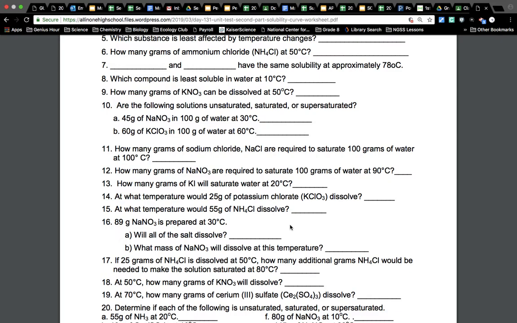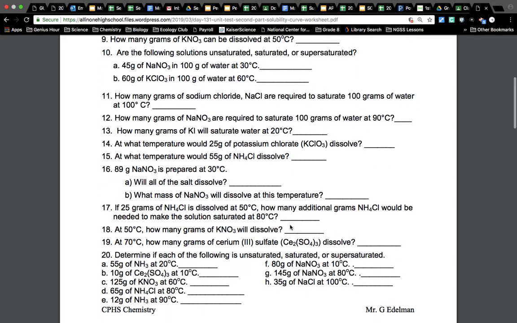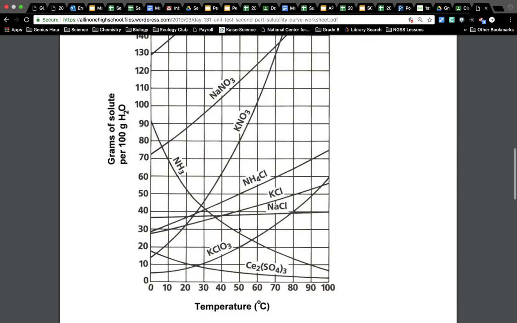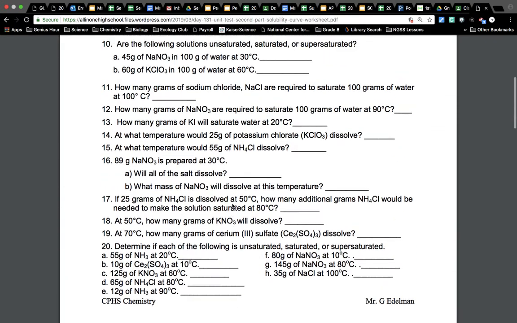Which compound is the least soluble in water at 10 degrees Celsius? So we're going to look at 10 degrees, and the least soluble is going to have the least amount of grams that are going to dissolve. So that's easy. We just go to the first one right here, and this is potassium chlorate. At 10 degrees Celsius, it only has about maybe 5 or 6 grams per 100 grams of water.